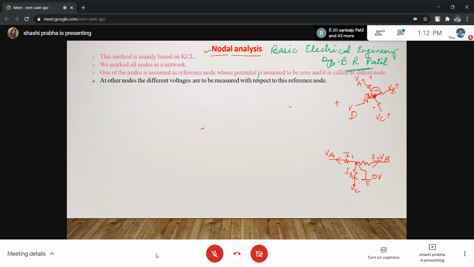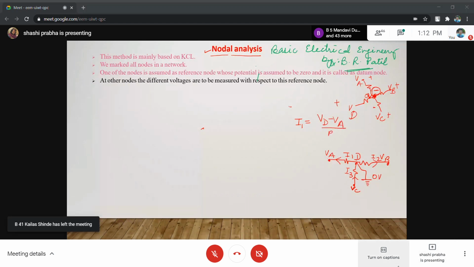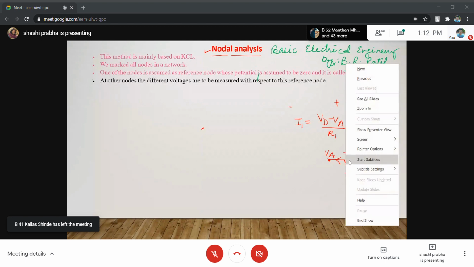Please have a look at this diagram which I have drawn. I have taken this as a reference. Say this voltage is VA, this voltage is VB, and this voltage is VC. I1 is a current which flows from where to where? If I name this as D, I1 is a current which flows from D to A. Is it D to A? So what is this I1? Current flows from higher potential to lower potential. So I1 is equal to VD minus VA upon, say, R1, if I say this is R1. So what is this I1?